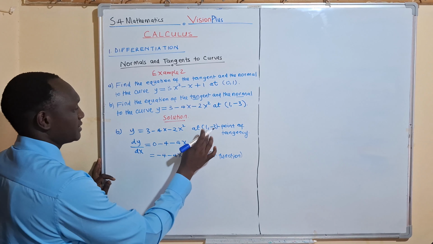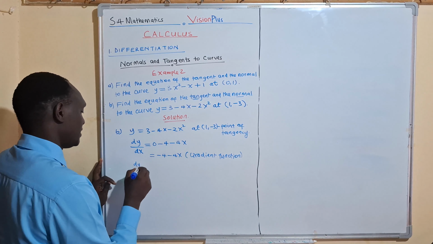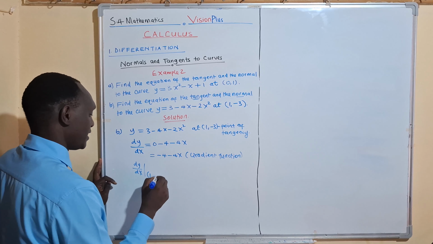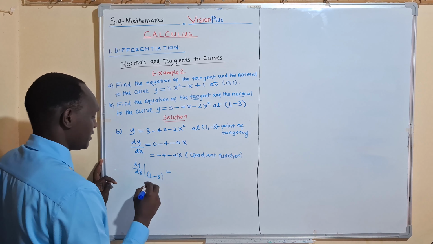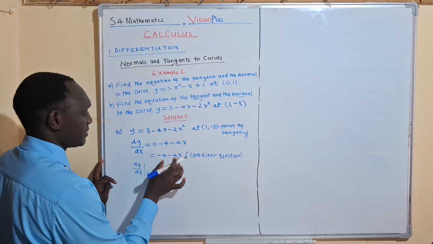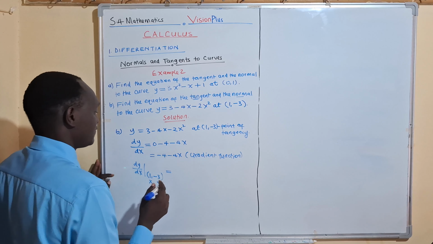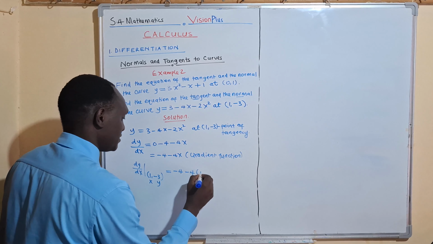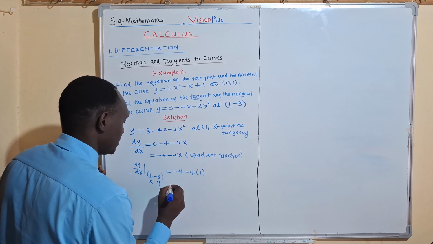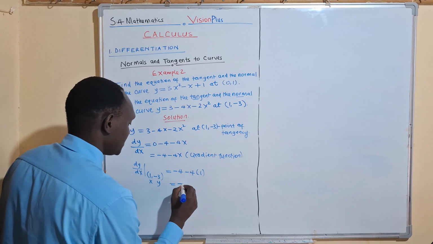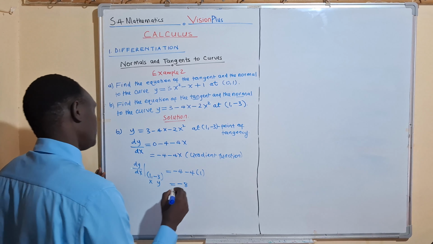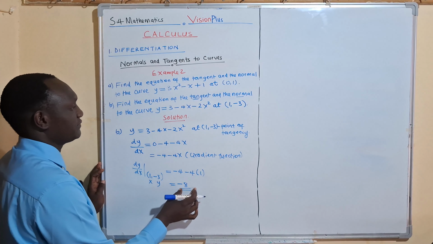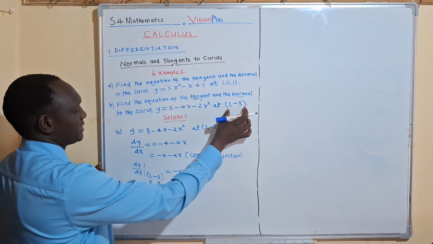So at this point of tangency, you can get the gradient of the curve. Therefore, dy/dx at the point of tangency (1, -3), this is x, this is y. So substitute for x in the gradient function expression. This gives us negative 4 minus 4 times x, which is 1. What is negative 4 minus 4? This is negative 8. So this is the gradient of the curve at the point of tangency.